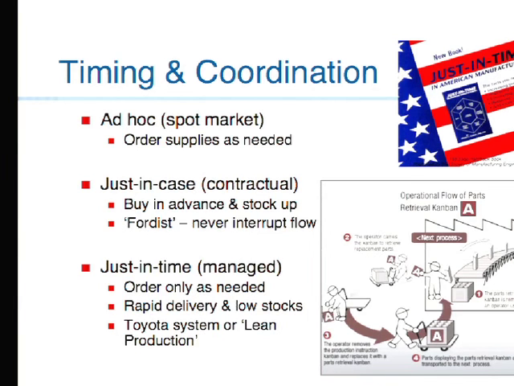And that's often called Fordist. The idea is to keep the flow going by having buffer stocks. But the just-in-time system that came in with Toyota, which is totally managed, you only order as you need it, in very small amounts. Then you expect delivery from the supplier within a very short amount of time.